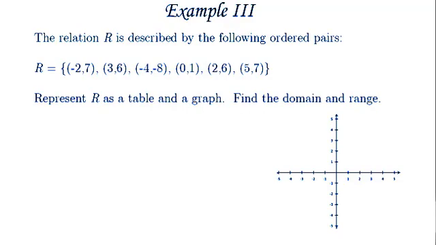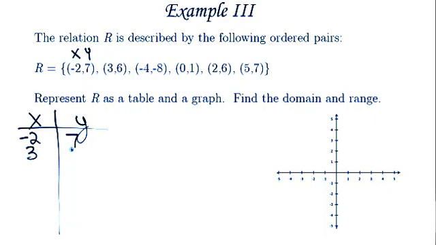The relation R is described by the following ordered pairs. So I'm given a set of ordered pairs. Represent R as a table and a graph. Find the domain and the range. First, representing R as a table with X and Y for my first set of values and my second set. So I have minus 2, 7 from my first set of ordered pairs. The X is always listed first and then Y.